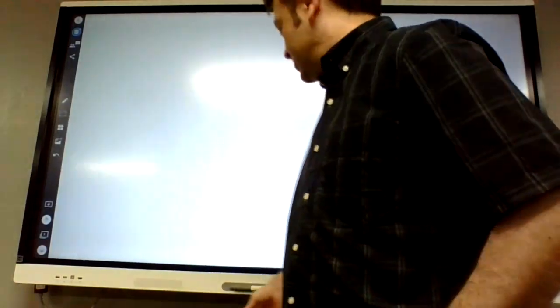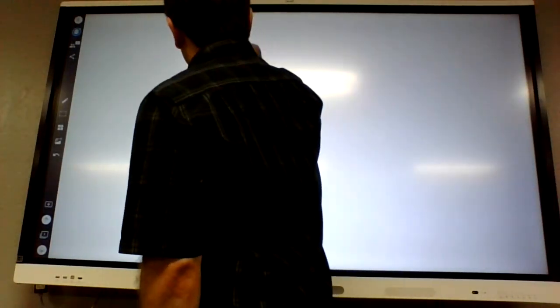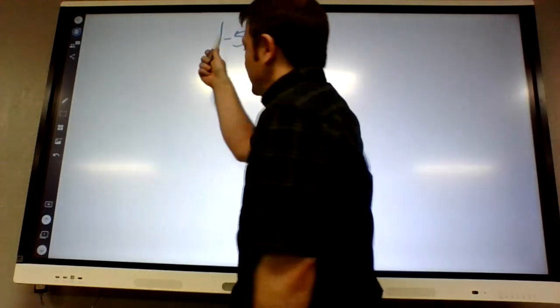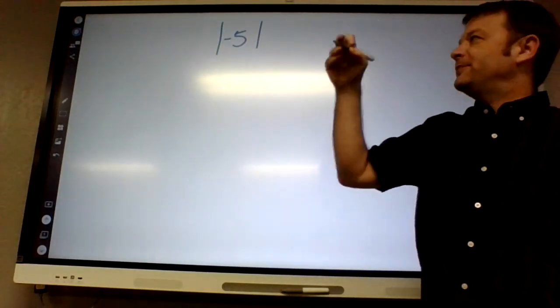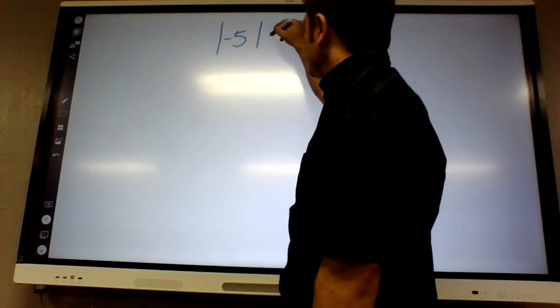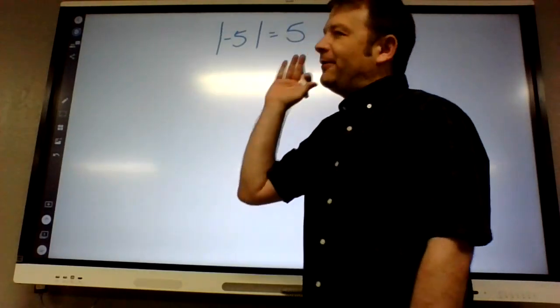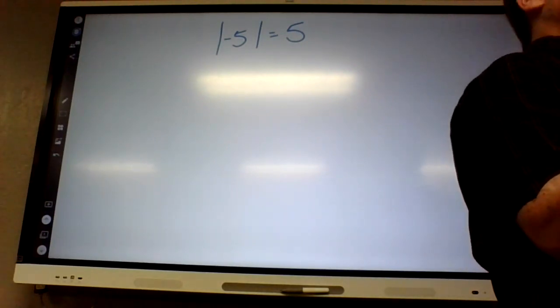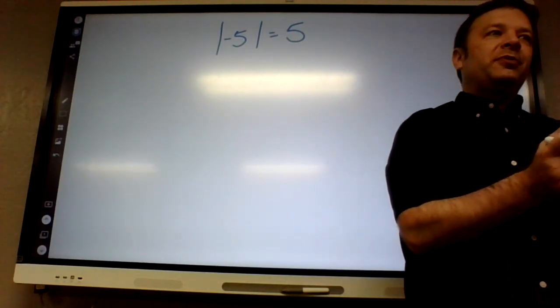Anyways, we're talking about this today. So what are these vertical lines called? Absolute values. And what do they do? They make it positive. Okay, the definition of absolute value is how far is that number from 0?